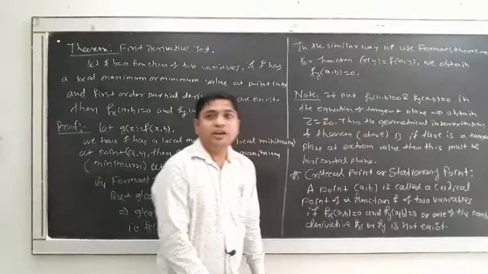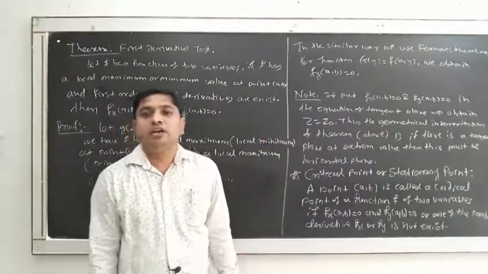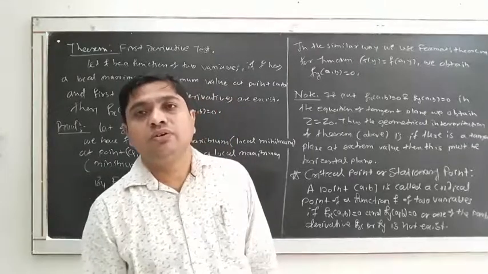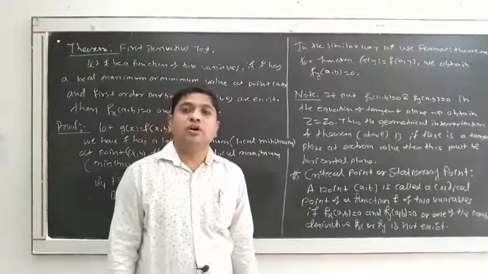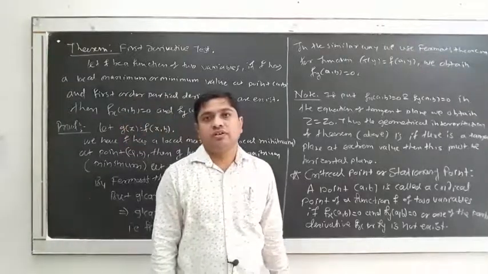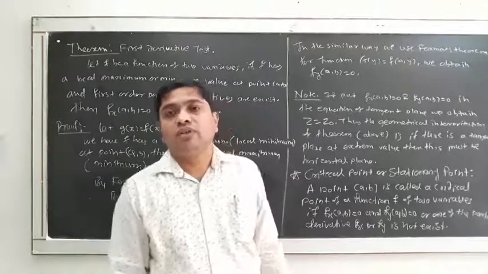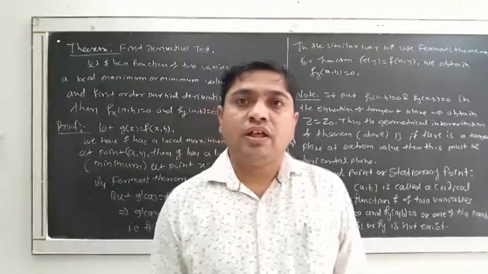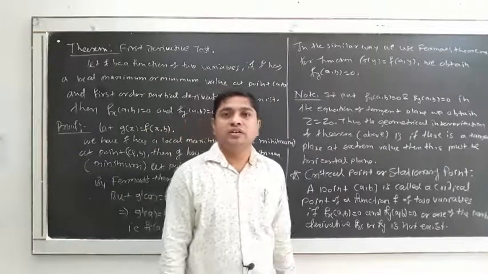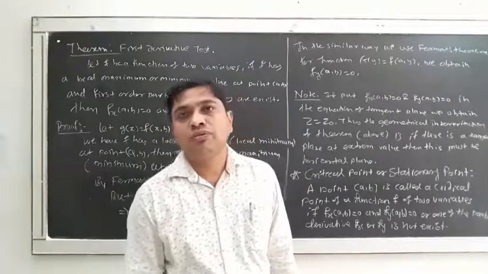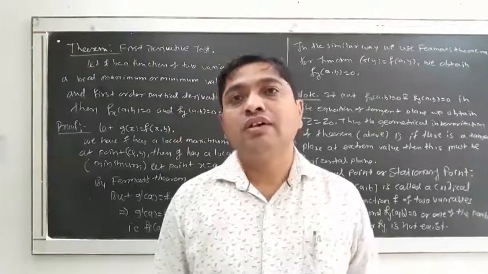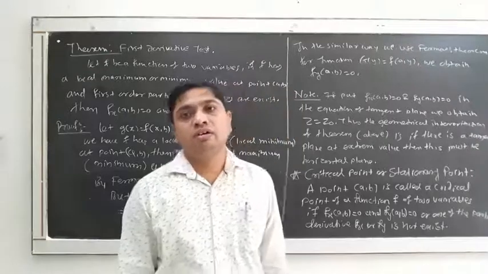That is, the point (a, b) is a critical point if at that point fx(a, b) is equal to 0 and fy(a, b) is equal to 0, or one of the partial derivatives does not exist. At least one of them, or both not existing, is no problem. That means at a critical point there will be a maximum value, or a minimum value, or neither a maximum nor a minimum value.